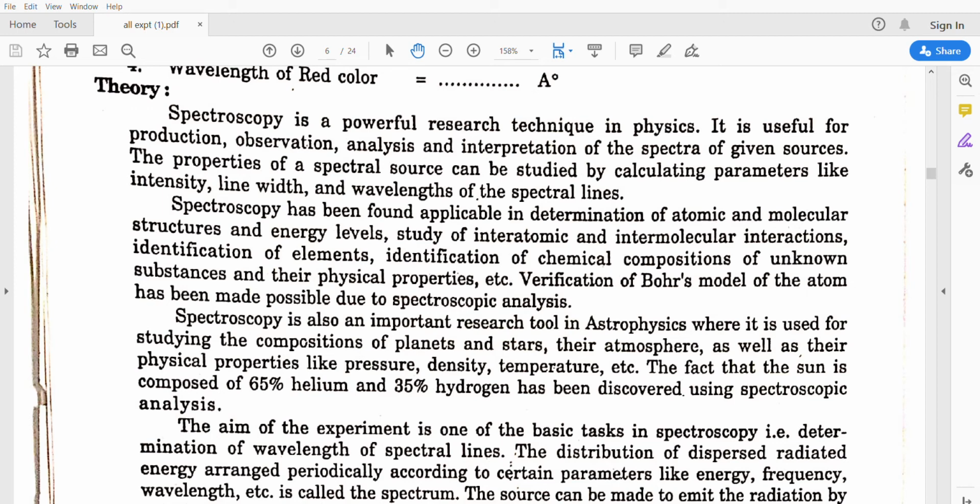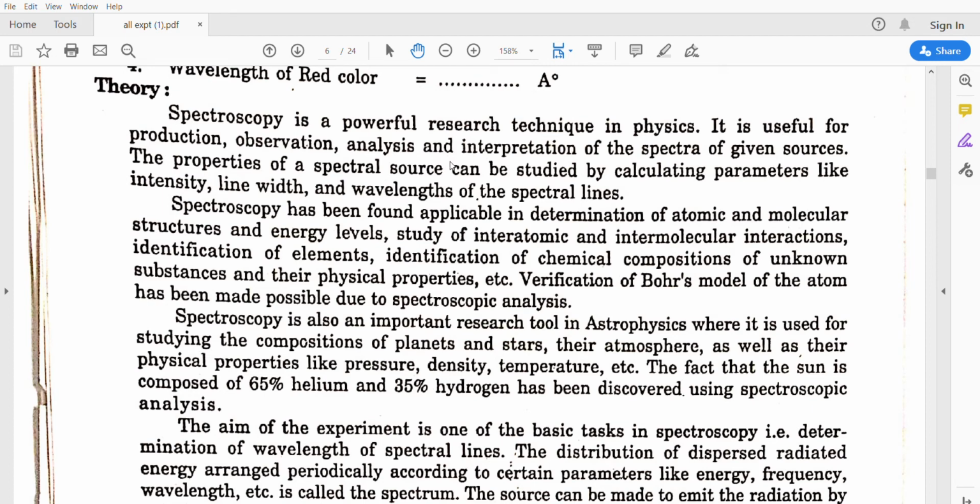This is the setup we have in our lab. Inside this wooden box we have the lamp, which produces the white light. This white light travels through this lens and falls on the grating. This is the collimator, and from here, this is the eyepiece, we can see the colors.